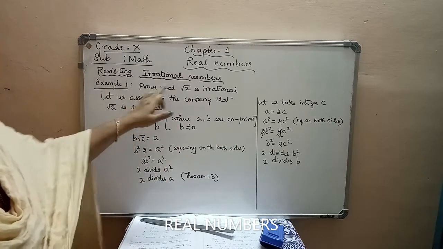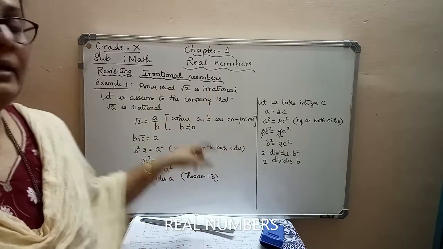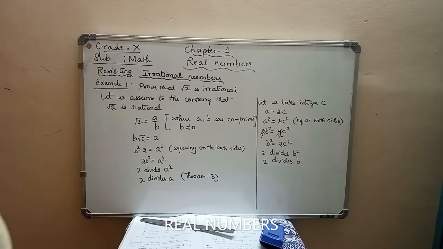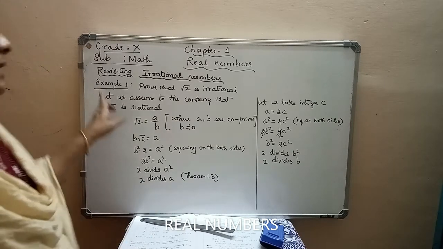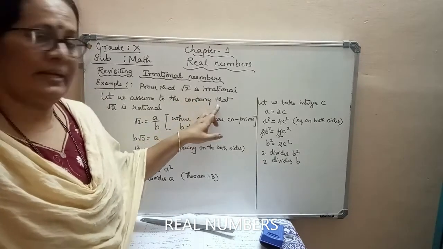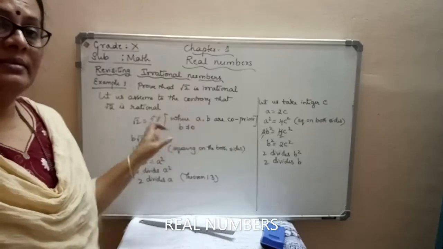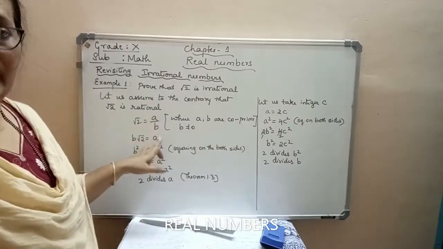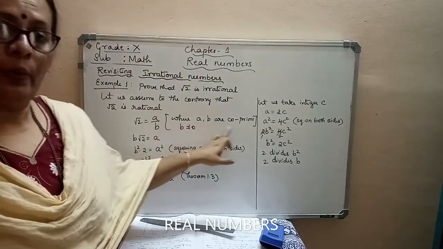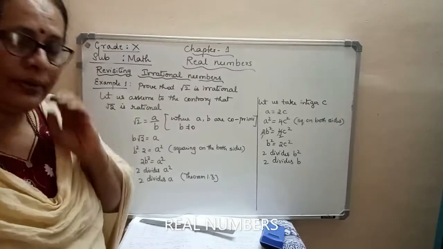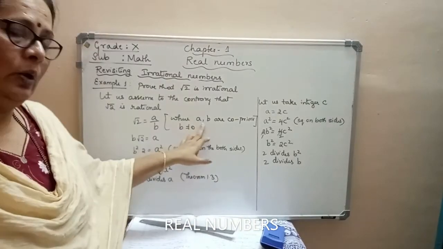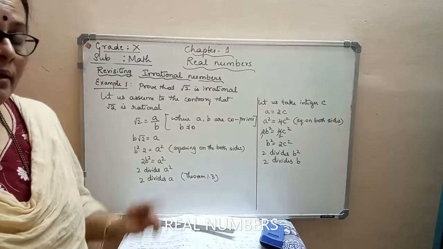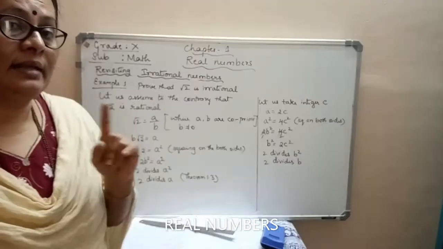Therefore, root 2 is not rational. This is an irrational number. Once again, I will repeat. Let us assume to the contrary that root 2 is rational. Rational means we can write it in the form of a by b where a and b are co-prime and b is not equal to 0. Once again, I'll repeat: co-prime numbers are numbers which do not have common factors other than 1.